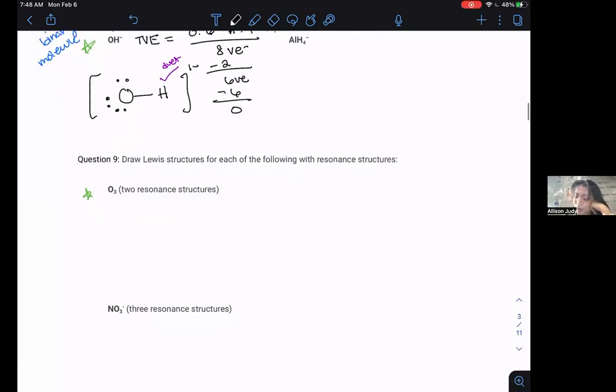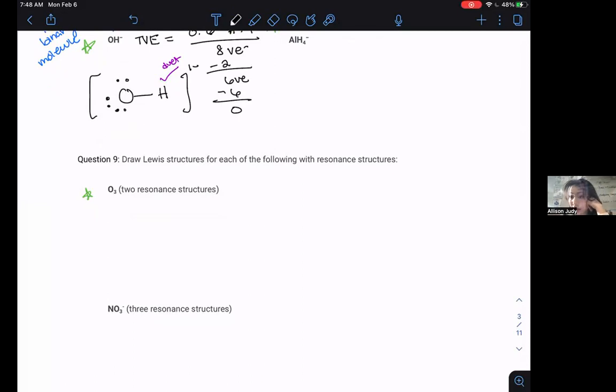So I'm just going to do the first one with you. What we have here is O3, ozone, and we've got to draw out at least 2 resonance structures. I'll draw it out 3 just to show you. Actually, no, I think there's only 2. Yeah, there's 2 resonance structures. Just kidding. And what we do is we follow, again, our standard Lewis structure rules.